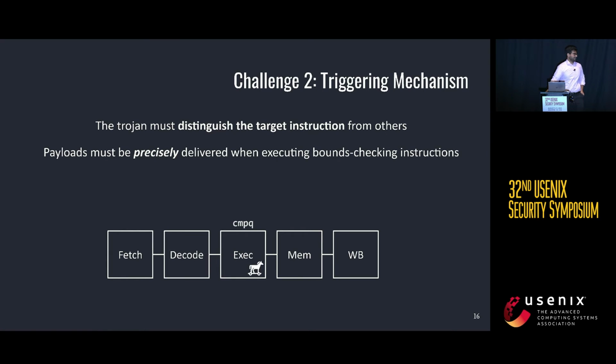Another challenge is that these Trojans must distinguish bounce checking instructions from the other instructions in the dynamic instruction stream of normal operation on the processor. These payloads must be delivered very precisely so that you don't incur any instability on the system during normal operation. So we want to find, for example, this comparison instruction that corresponds to a bounce check and avoid the other comparison instructions under normal behavior.